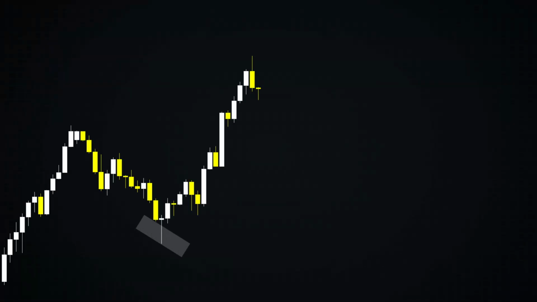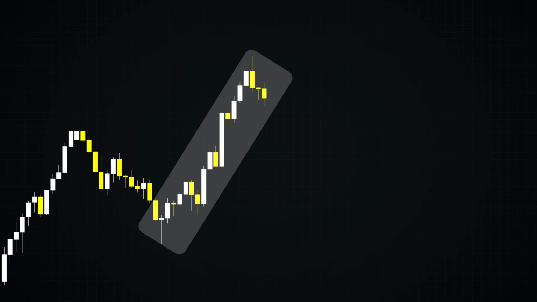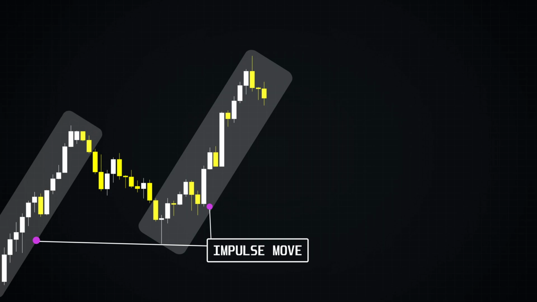Look at this strong move right here. Price is moving up fast, with big green candles, almost no wicks, and each candle closes higher than the one before it. This kind of move is called an impulse. It shows buyers are fully in control. And most important, price breaks above the previous high. That break tells us the trend is now going up.